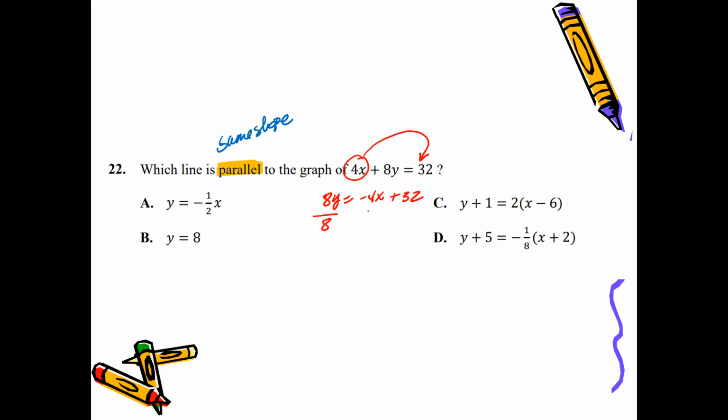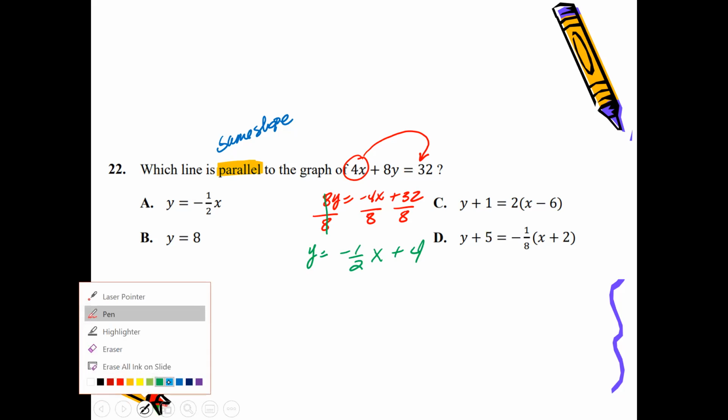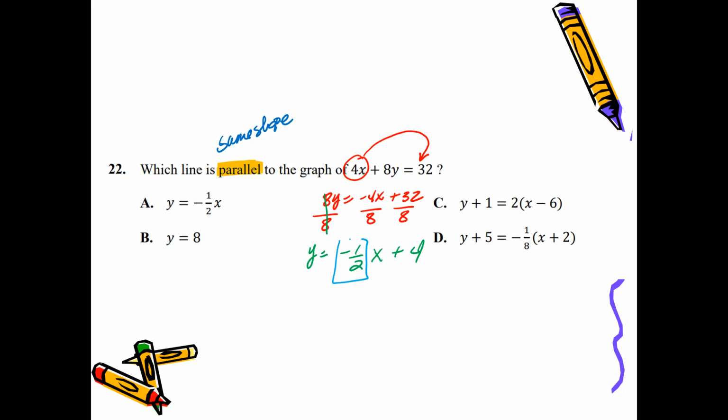And then we're going to divide it by 8. And when I divide it by 8, that 8 cancels. Y is now by itself. 4 divided by 8 reduces down to 1 over 2. 32 divided by 8 gives me a 4. Okay, so what is your slope? Your slope is always going to be the number in front of the x after you solve for y, right? And can everybody see that my slope is a negative 1 over 2?